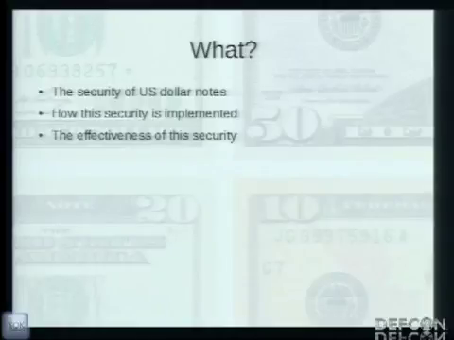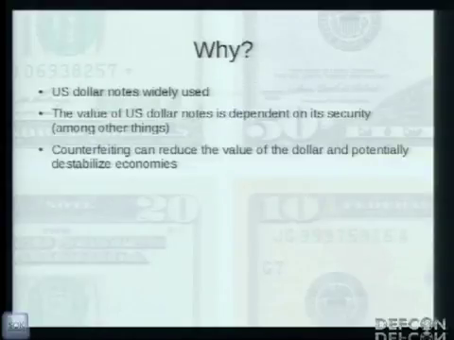So this talk today is about the security of US dollar notes: what the security is, how it's implemented, and how good a job it does at deterring counterfeiting. Specifically, we're going to analyze exactly how well it stands up against counterfeiting, through information that I've read through publicly available sources. I'm not affiliated with the US Treasury, nor have any affiliation with counterfeiters, nor have attempted counterfeiting, nor intend to.